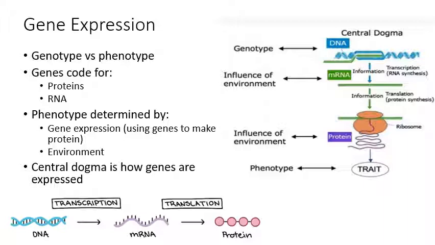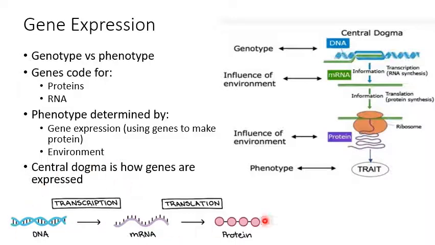In the next couple of chapters, we're going to be talking about how those genes are used to create your phenotype and how they're expressed. And the central dogma is all about how genes are expressed, so how they're actually used to make some type of product, usually a protein.